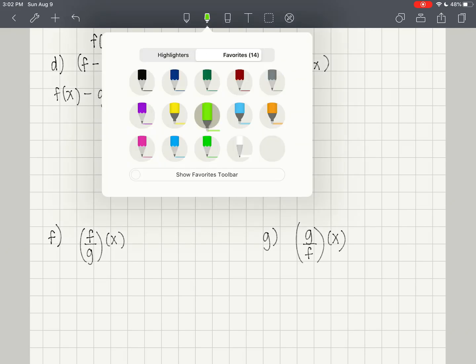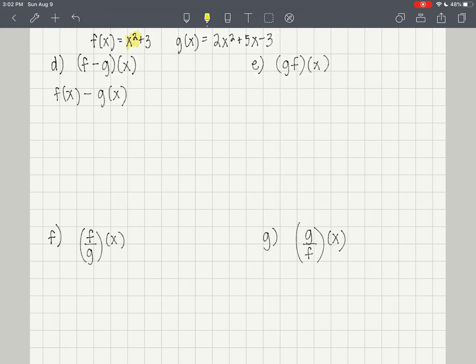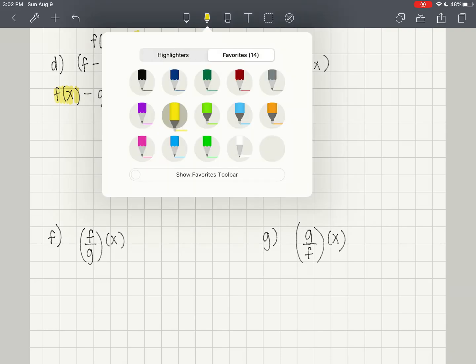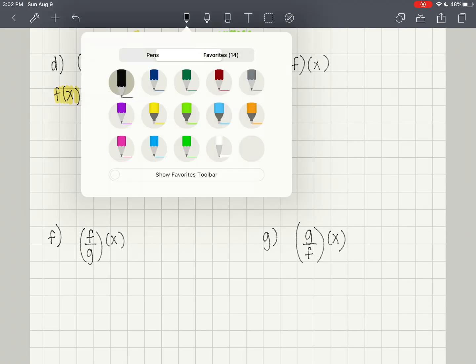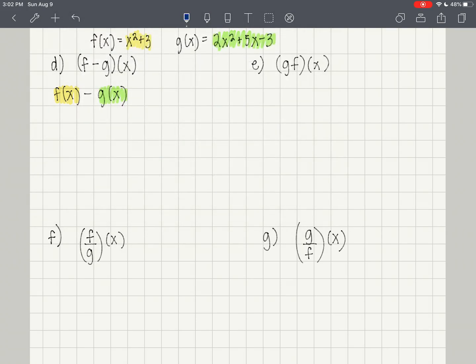So in place of f of x, I'm going to put x squared plus 3. And in place of g of x, I'm going to put 2x squared plus 5x minus 3. So f of x, x squared plus 3, minus not just part of g of x, but all of g of x. So we're going to use parentheses. 2x squared plus 5x minus 3.